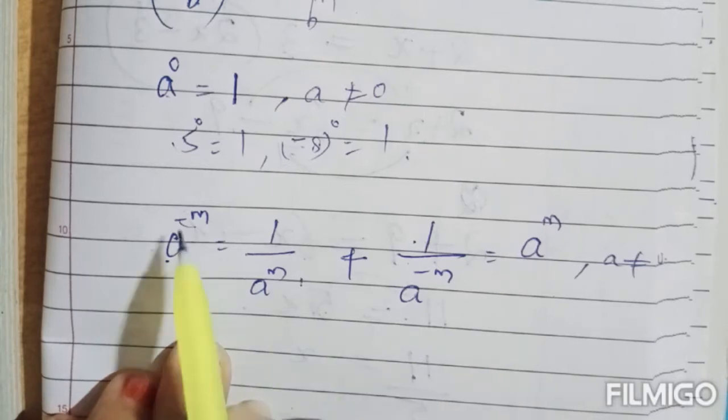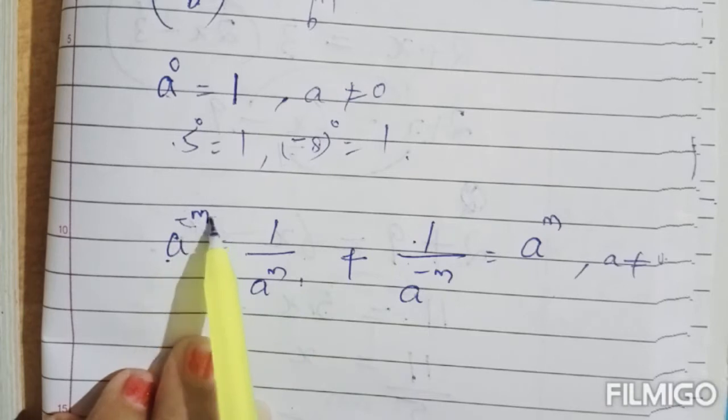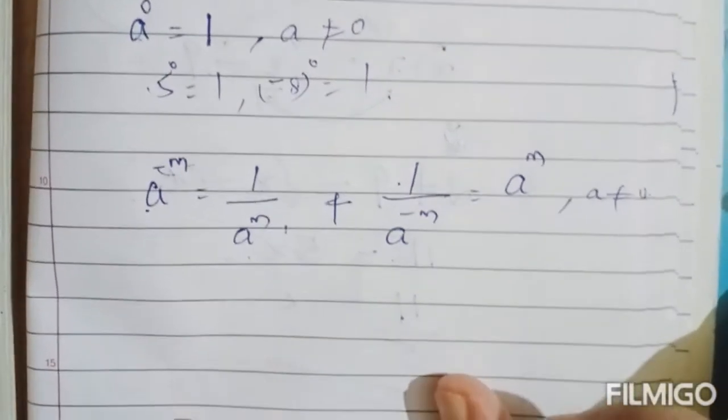In order to remove this negative, you can write like this. A raised to minus m, you can write it in this form also: 1 by a raised to m. This is negative integral exponent. We have studied this. Okay.